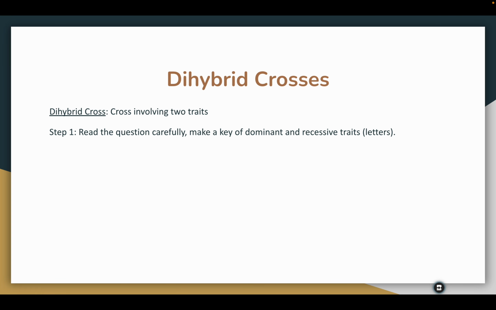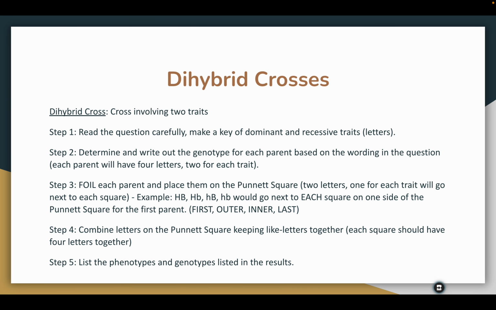There are a total of 5 different steps that we need to talk about in order to do dihybrid crosses. The first step is you're going to read the question carefully because the question might have some interesting information that you want to make a key of. So then the second half of step 1 says make a key of dominant and recessive traits. Don't worry, we're going to get some practice with this on the next slide. I just want to give you this step-by-step format first before we dive in and get some practice in.